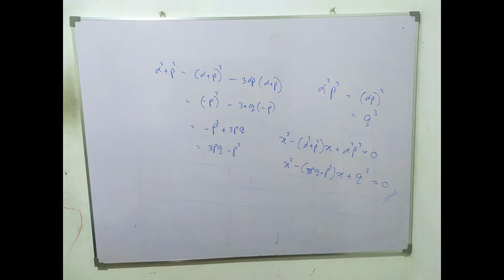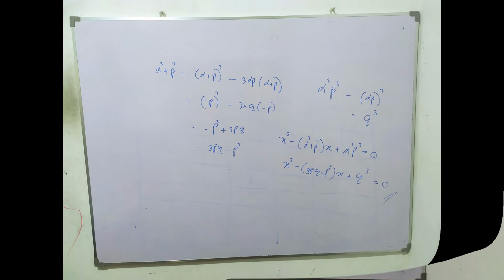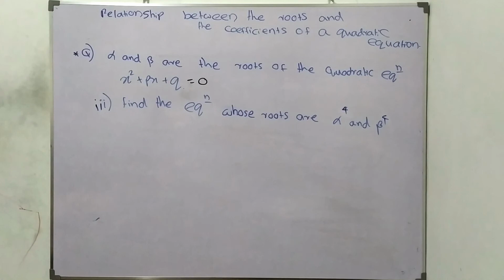Okay, this is what I got as a quadratic function whose roots are alpha cube and beta cube. So the addition of the roots is minus p cube plus 3pq, into x, and the product of the roots is q cube. Right. Let's move to the next sum.